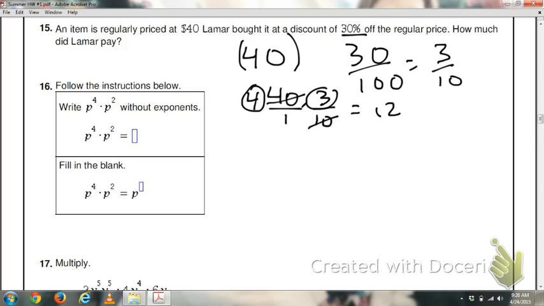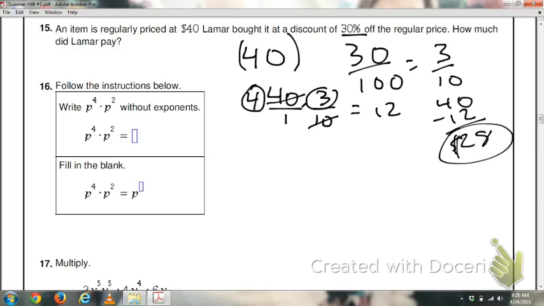Now, that doesn't mean he got this for $12. That's how much he got off, right? That's taking 30% of 40. That's how much Lamar saved. So to answer the question, the original thing was $40. If we take that $12 off, which was the 30%, he's left with $28 that he ended up paying for that.